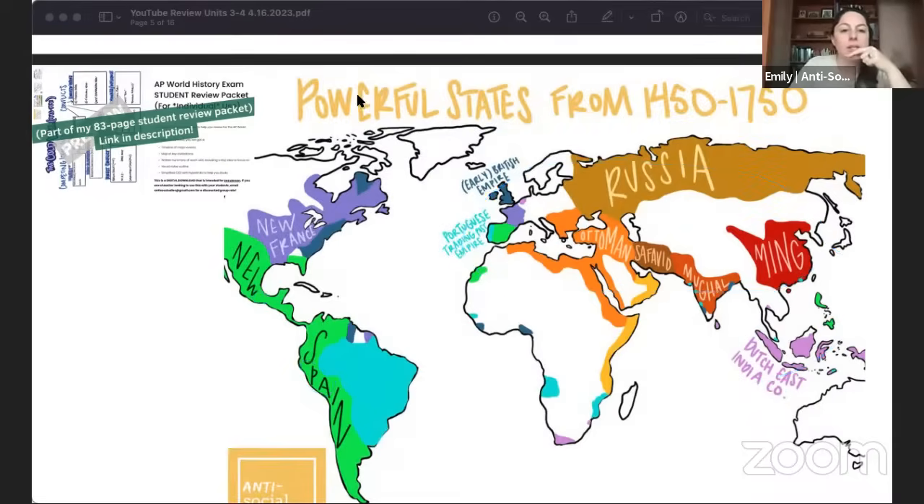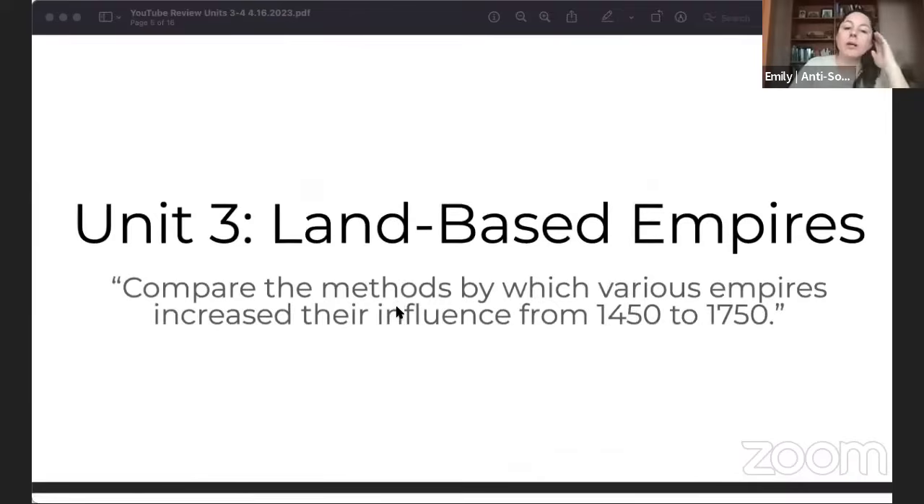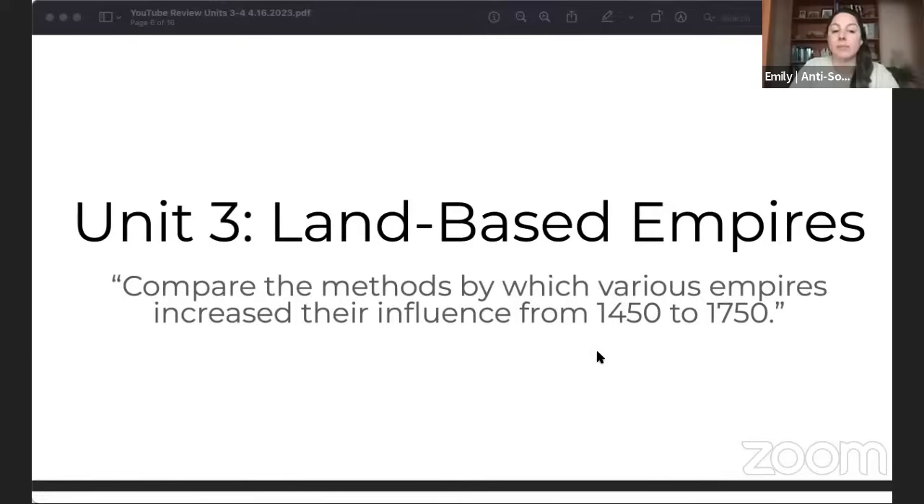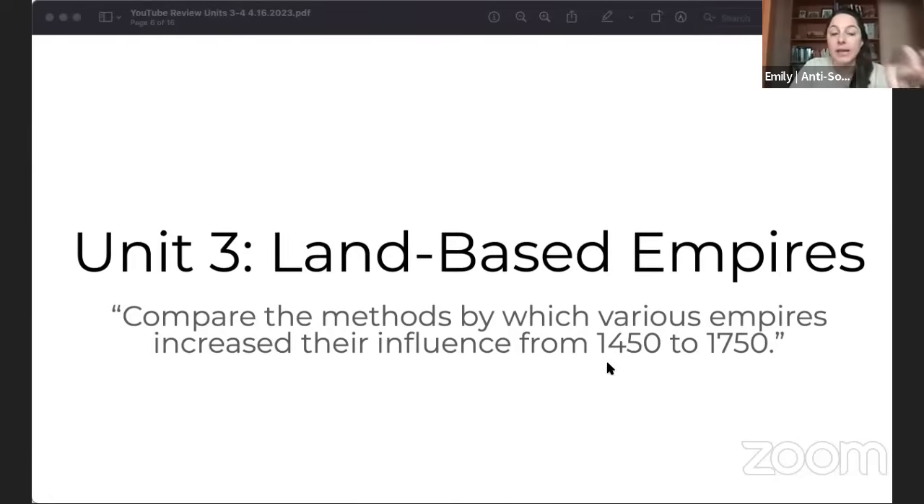Okay, so let's look. Compare methods by which various empires increase their influence. This is the main idea of Unit 3. If they're going to ask you an essay from this unit, it is probably going to be related to how states are increasing their influence and their control. That might be how rulers are doing it. How are rulers consolidating their power with the people in their country? That might be how one state is expanding their influence against other states.